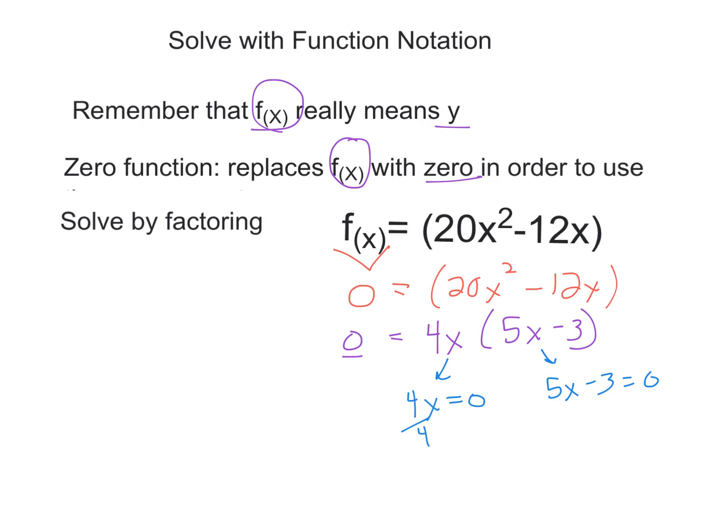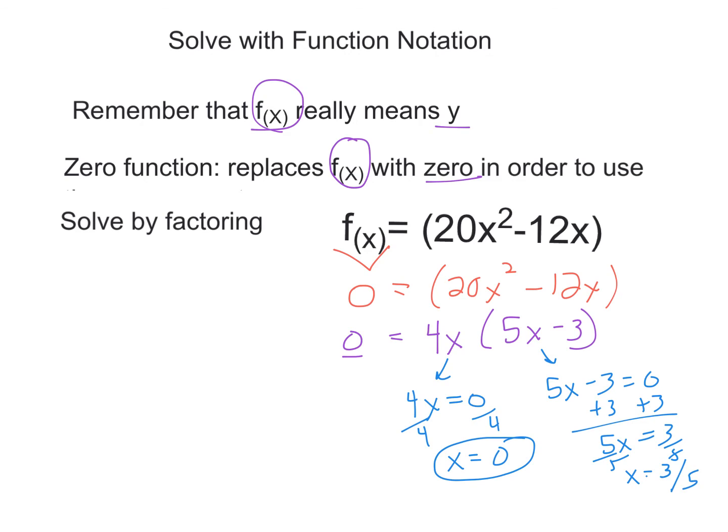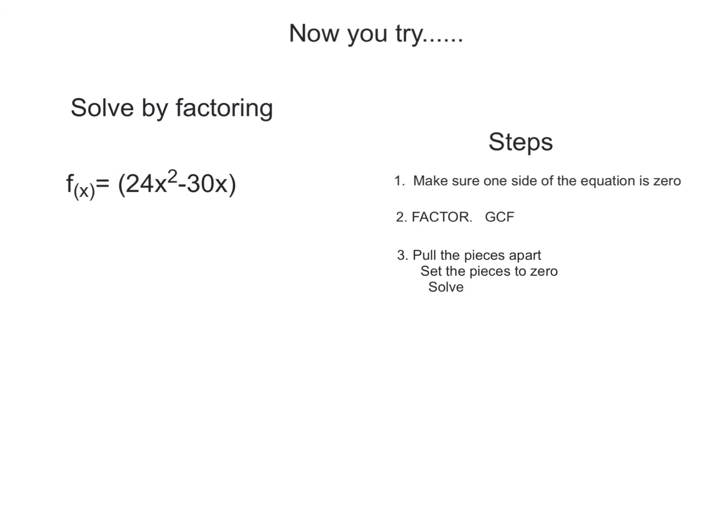So divide by 4, x equals 0. Here, add 3. 5x equals 3. Divide by 5. So x is 3/5. There it is. That's simple. The only difference between what we were doing before is in the zero function, where we replace f of x with 0. That's simple.